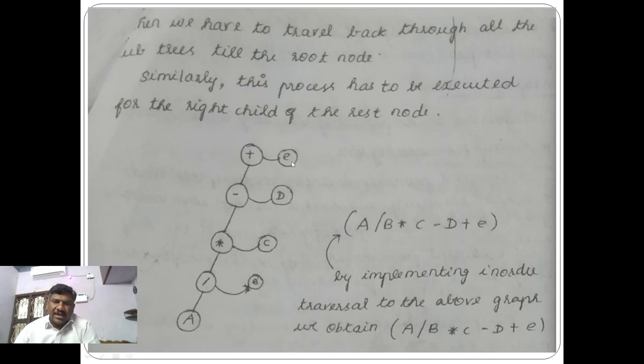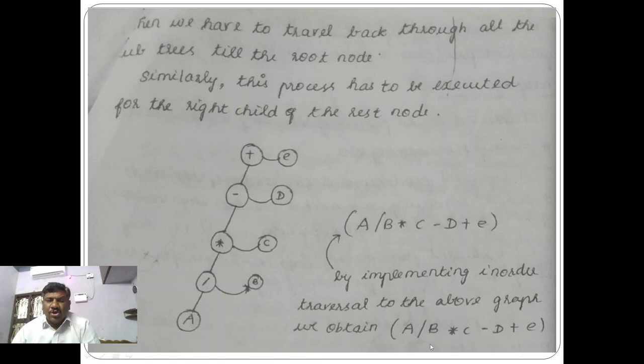Then I cannot come back to the root. This is the root node, so I have no other go. This is the way I am going to visit the node: A slash B asterisk C slash minus D plus E. So this is called in-order traversal.